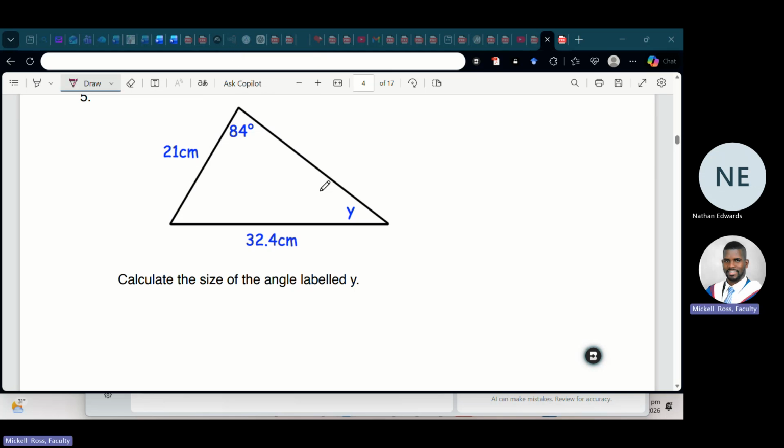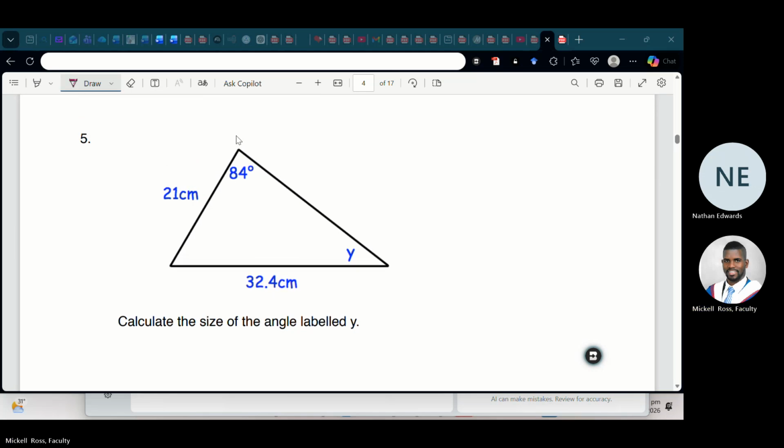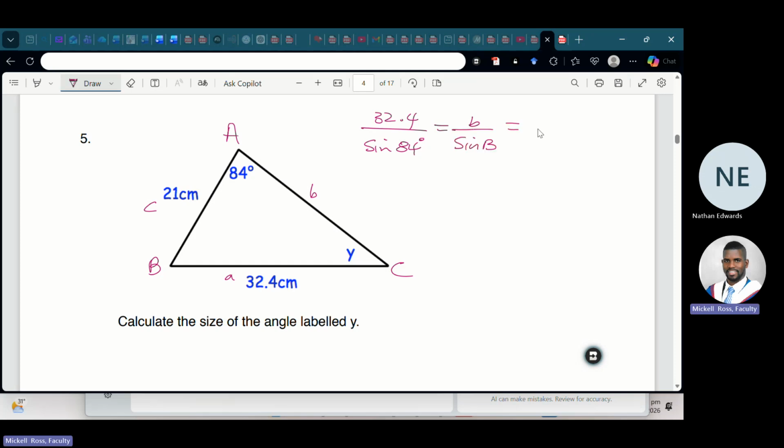Now, sometimes if you're given a shape and there's no label, you can go ahead and label it if you want. So we know that this side is small a, this side is small b, this side is small c. So 32.4 over the sine of 84 is equal to b over sine b equal to c over the sine of angle c. But we know that it is going to be y.